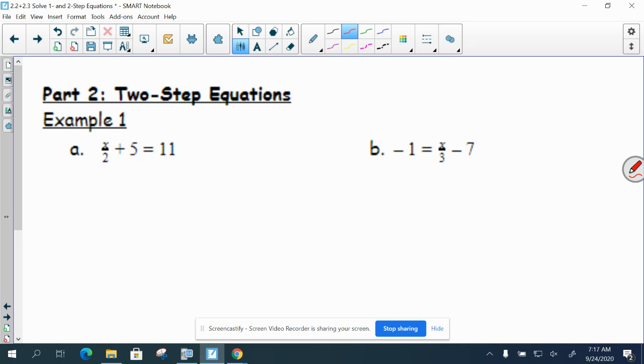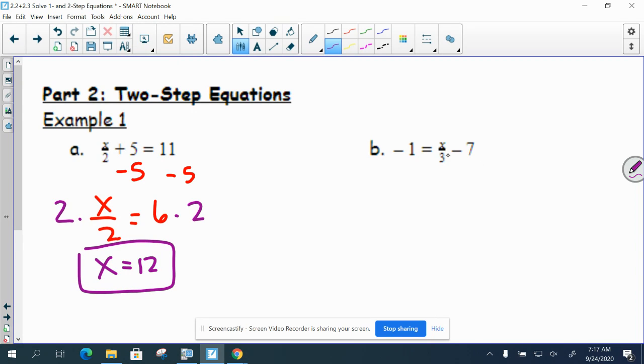So two-step equations. Two-step equations means there's something that we need to do first before we move the number that's being multiplied by x. So in part A, that would be to subtract the 5. So we have x over 2 equals 6, and then multiply both sides by 2, or you can do 2 over 1 if you want. So that would be x equals 12.